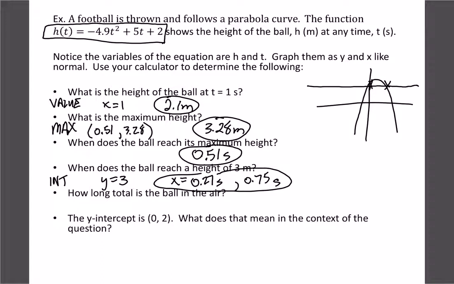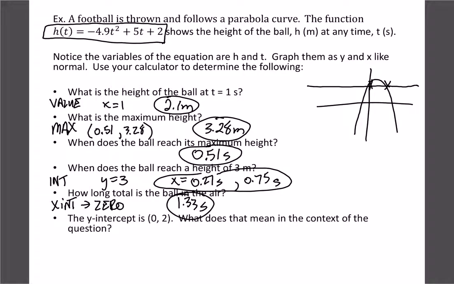Okay, the next one, how long is the ball in the air? So we're looking for our total time, which would be our x-intercept, or zero. On our calculator, go second calc zero, hit enter, go left and right of the intersection point, and we get an x of 1.33 seconds.